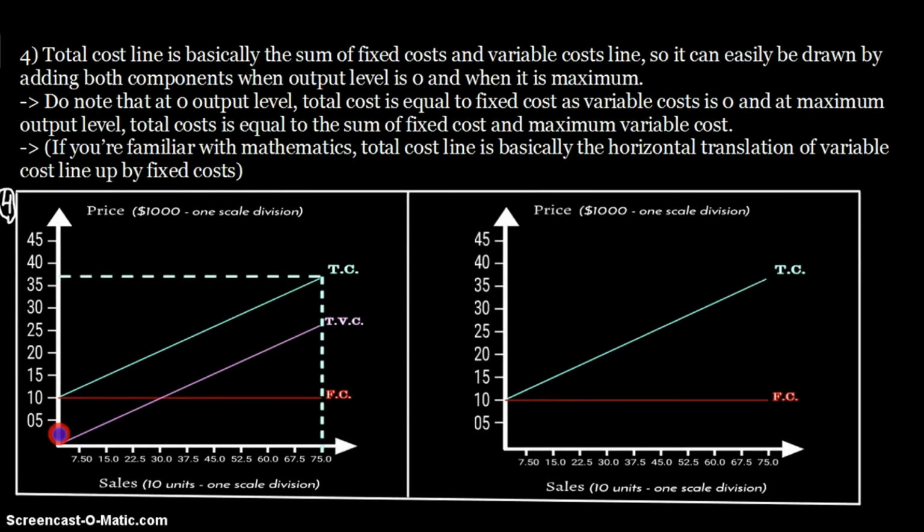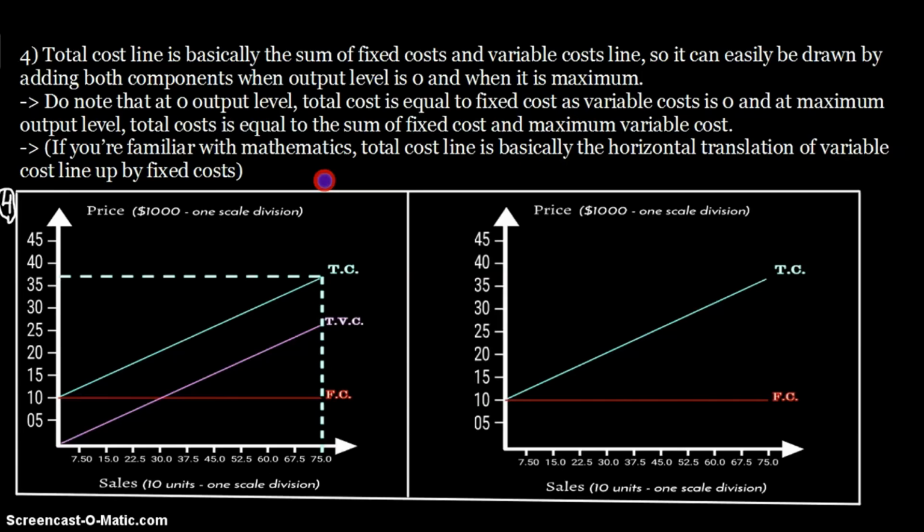So we just add the total variable cost and total fixed cost at both points. So over here 0 plus 10,000 is 10,000, and then over here 10,000 plus whatever the value was, 27,000 something. So 10,000 plus 27,000 is 37,000 something. So that's why it's over here. And we just join both of these points. We have our total cost. Do know that at 0 output level, total cost is equal to fixed cost, as variable cost is 0, which we can see right over here. And at maximum output level, total cost is equal to the sum of fixed cost and the maximum variable cost.